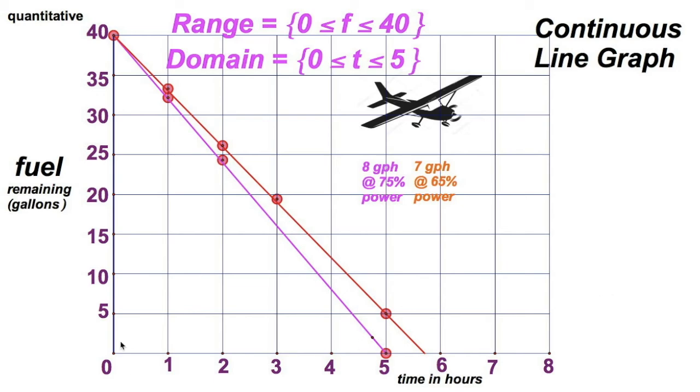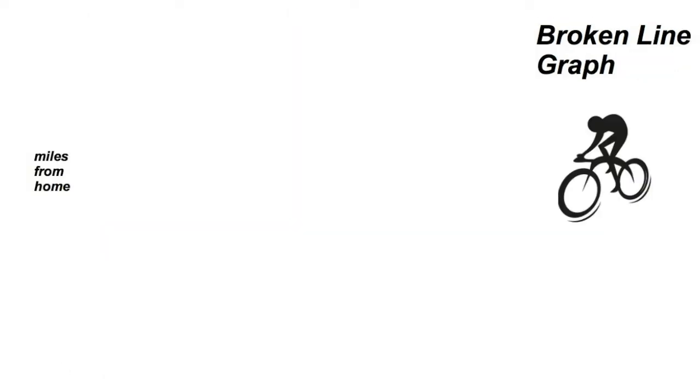So we've looked at discrete. Then we've looked at continuous line graph. There's one more, and it's called the broken line graph. And okay, I'll admit I took this example a bit from the book and kind of changed it a little bit. Yeah, I'm not terribly proud of it, but it's what I got.